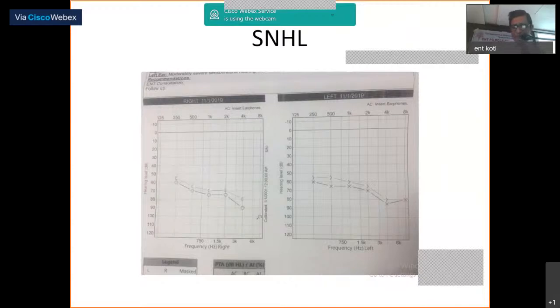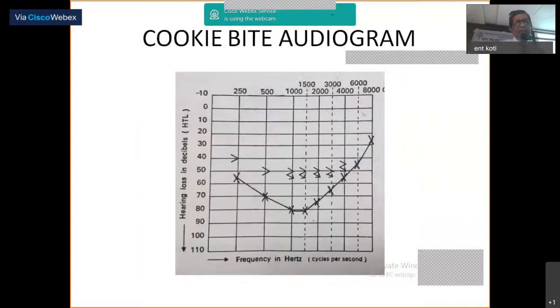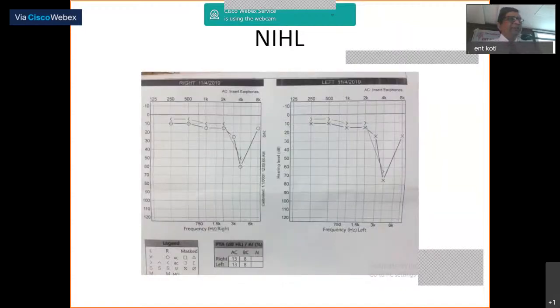Get it? Then there is an audiogram called the cookie bite audiogram, which is found most commonly in congenital hearing losses, where there are islands of hearing loss in the mid frequencies. Then in noise-induced hearing loss, there is a specialty called the aviator's notch or 4 kHz dip, where the 4000 hearing loss is more. Why 4000?